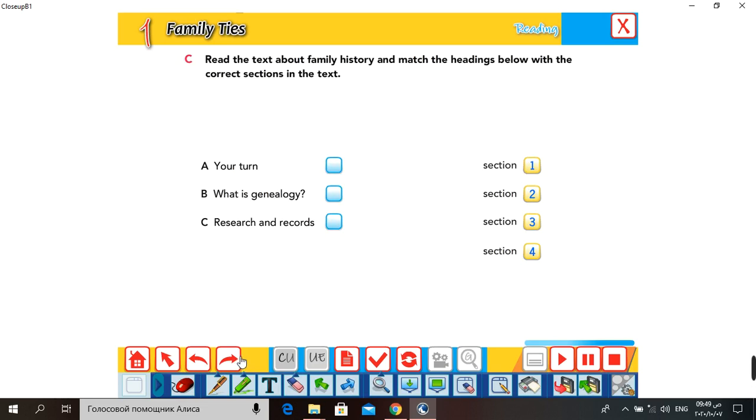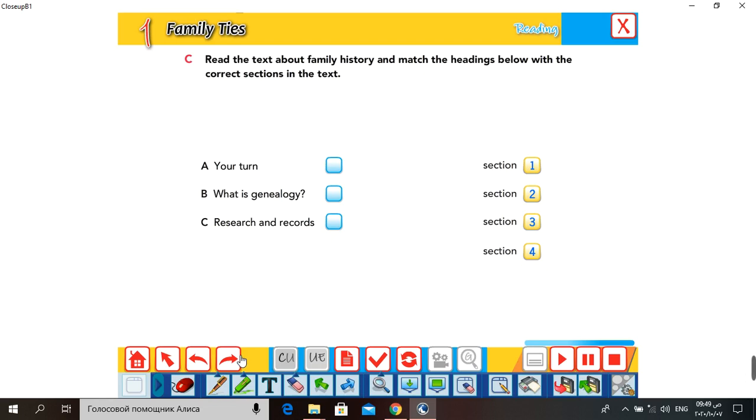In exercise C, I need you to read the text about family history and match the headings below with the correct sections in the text. A. Your turn. B. What is genealogy? C. Research and records. I need you to quickly skim or read through the passage, find out the main ideas about each paragraph, and then match with the headings.